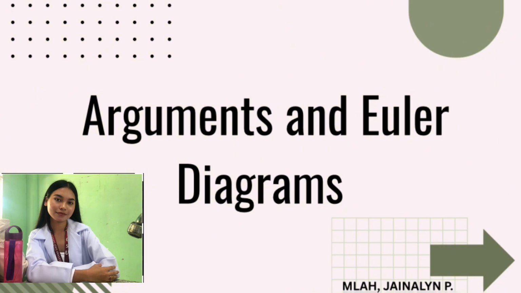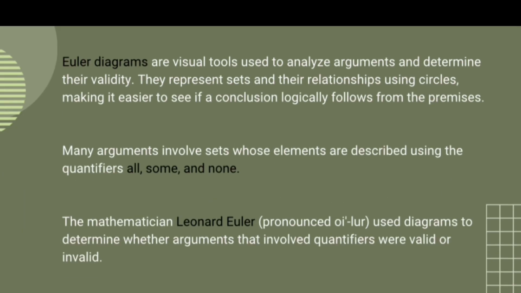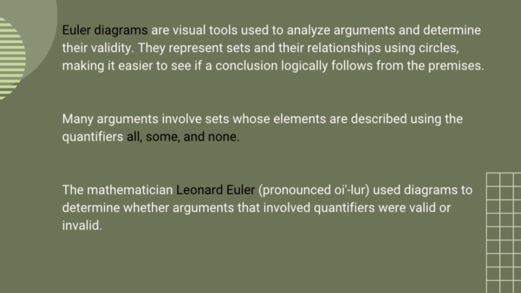So today we will tackle arguments and the Euler diagram. Euler diagrams are visual tools used to analyze arguments and determine their validity. They represent sets and their relationships using circles, making it easier to see if a conclusion logically follows from the premises. Many arguments involve sets whose elements are described using the quantifiers all, some, and none.